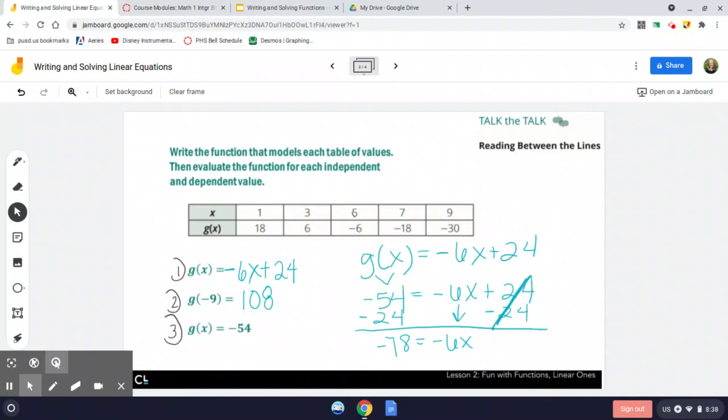Okay. Only thing left to do now is divide by negative 6. Negative 6 and x were being multiplied, so to get rid of it, I do the inverse, the opposite. Okay. A negative and a negative make a positive, and 78 divided by 6 is 13. My negative 6's cancel, and I'm left with x.